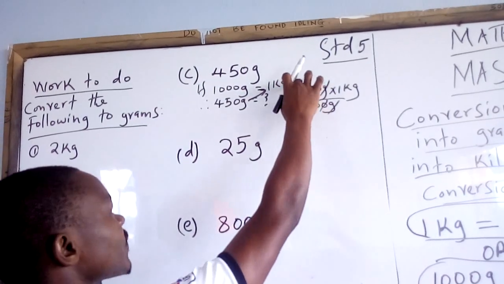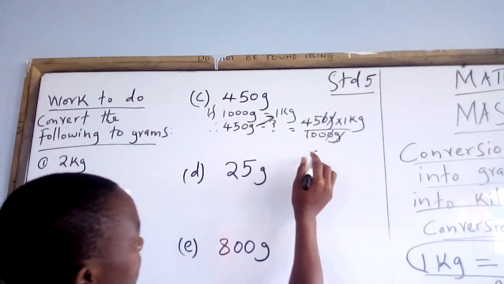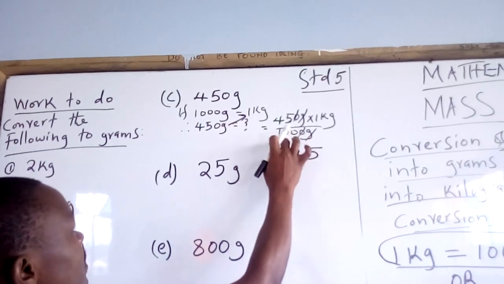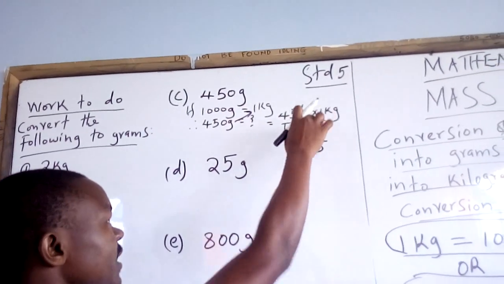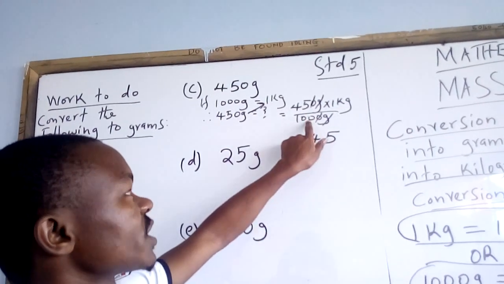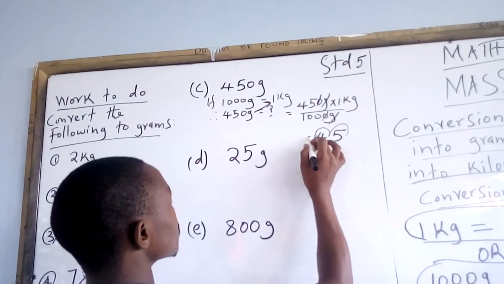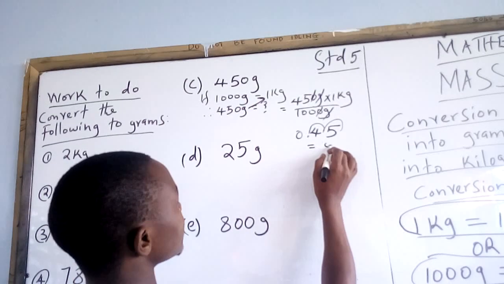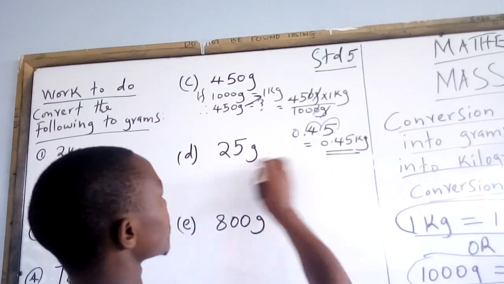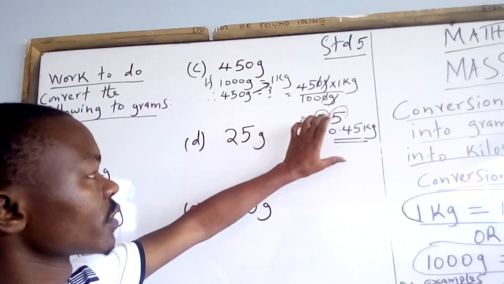Now we have 45 all over 100, or 45 divided by 100. This is just simply 45. The number of zeros here in the denominator will guide you and will mean we have to count how many decimal places? 2 decimal places from the right hand side. So we have 1, 2. So the final answer is 0.45 kilograms. That is how we convert this 450 grams into kilograms.